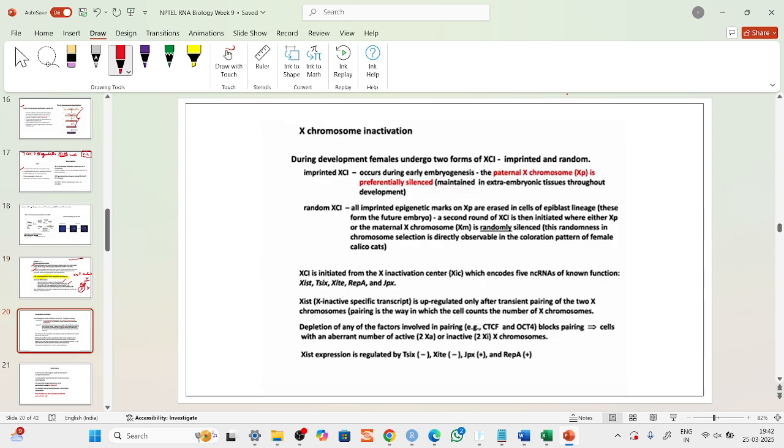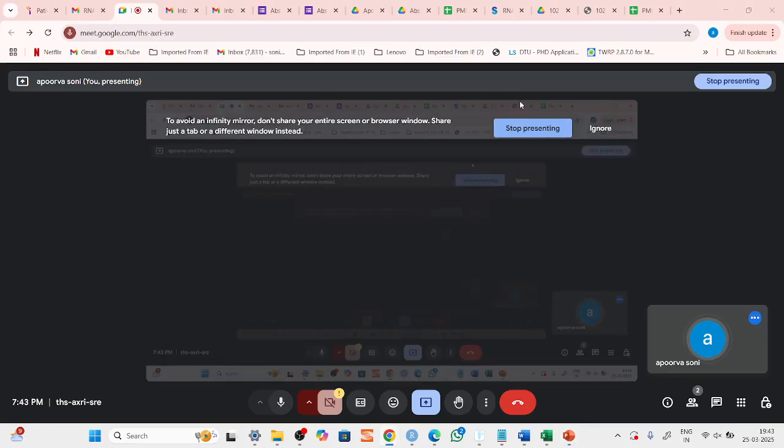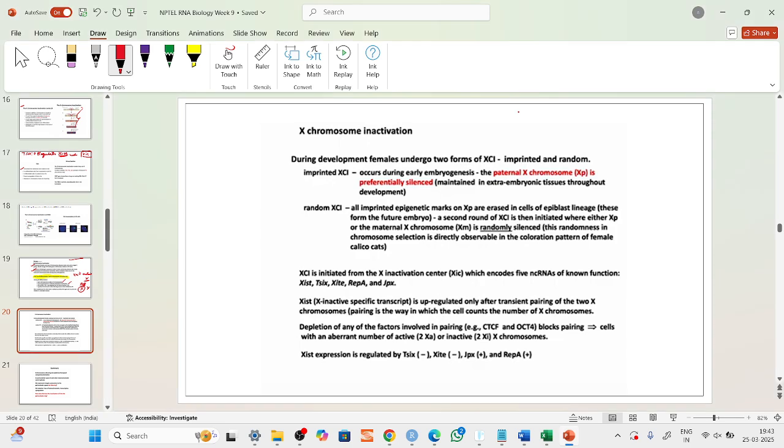Now, during development, females undergo two forms of X chromosome inactivation. This we have also talked about. X chromosome inactivation can be either random or imprinted. Imprinted X chromosome inactivation occurs during early embryogenesis. The paternal X chromosome is preferentially silenced. So imprinted X chromosome inactivation only happens during early embryogenesis.